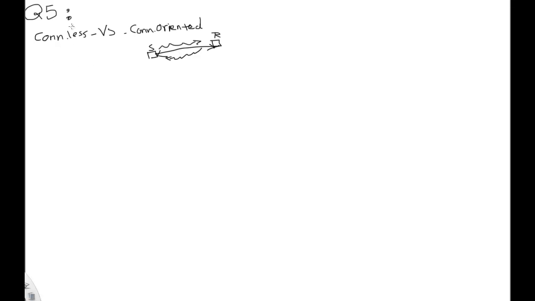In a connectionless medium, basically all your sender requires is the establishing of an implicit route to the receiver. So this implicit route could be through this black route, or it could be through this other route.